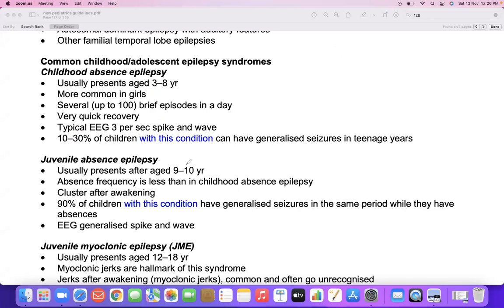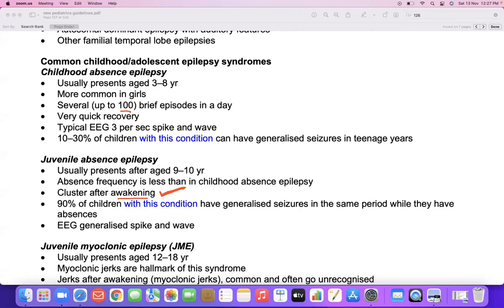So now in juvenile, what happens? Absence frequency is less than in childhood absence. See here, he said up to 100. So this frequency will be reduced in juvenile, less than in childhood absence epilepsy. Cluster after awakening. Okay, they can have seizures in clusters also. After they wake up, they can have clusters of seizures.